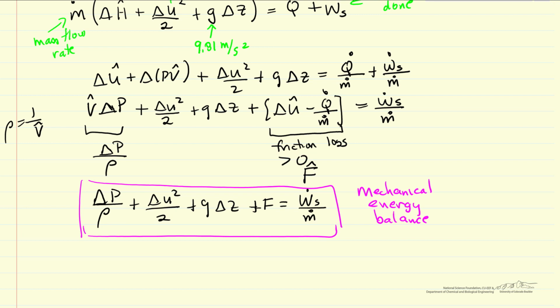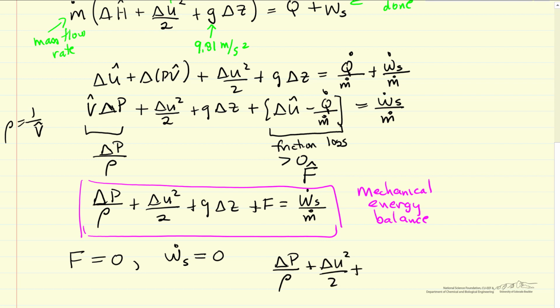Well, let's suppose that friction losses are small, so this is approximately 0. Let's assume that there's no work, no shaft work. Then the equation simplifies to just delta P over rho plus delta U squared over 2 plus g delta Z is equal to 0. Well, this is then the Bernoulli equation.